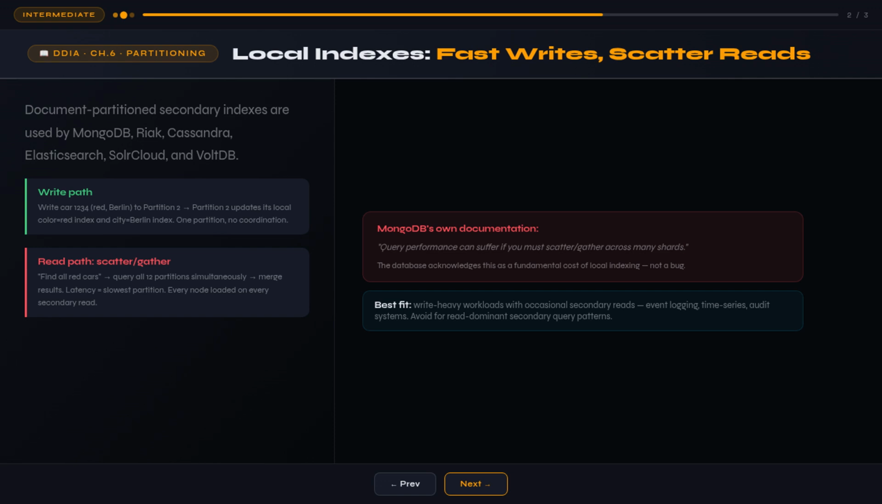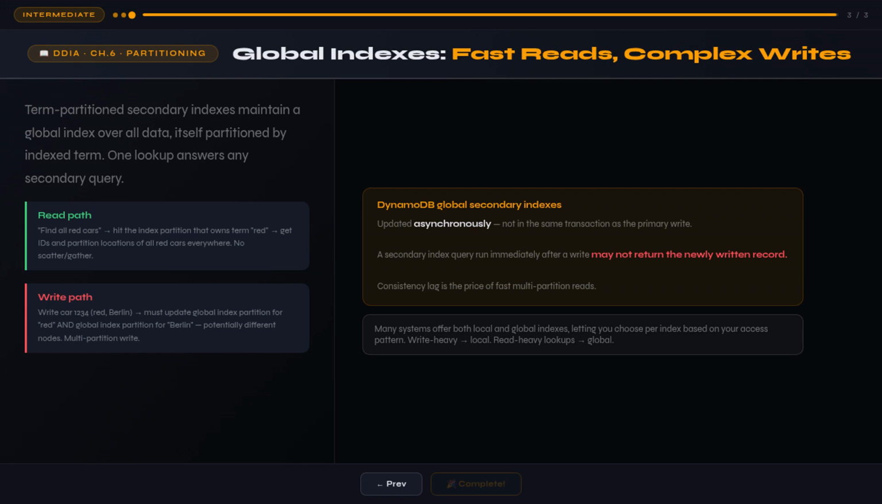MongoDB's user-facing documentation for this scenario actually says, query performance can suffer if you must scatter/gather across many shards. The database acknowledges that this is the cost of local indexing. For applications where secondary index writes are frequent and secondary index reads are rare, event logging, time series data, audit systems, local indexes are the right choice. For applications where secondary index reads are the dominant pattern, product search, user discovery, the global approach is worth the extra complexity.